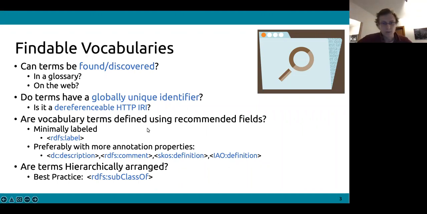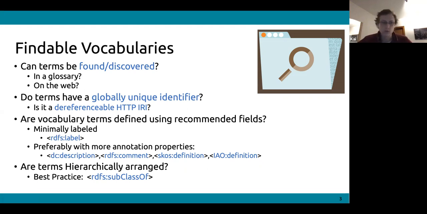Are vocabulary terms defined using recommended fields? So some basic metadata that describe the vocabulary term. Could it be minimally labeled with something like a label? RDFS is a schema for data representation on the web. So using a predicate like RDFS label or something similar, SKOS label, or preferably some additional annotation properties that might accompany the vocabulary term, such as a comment, a description, or a definition from SKOS, RDF, DC, an existing set of standards or tools.